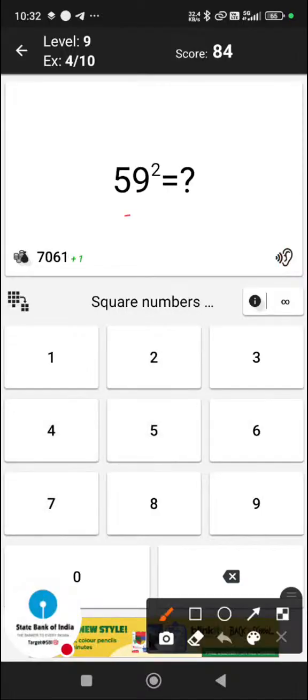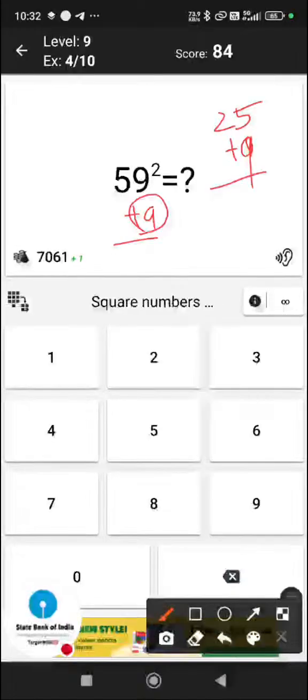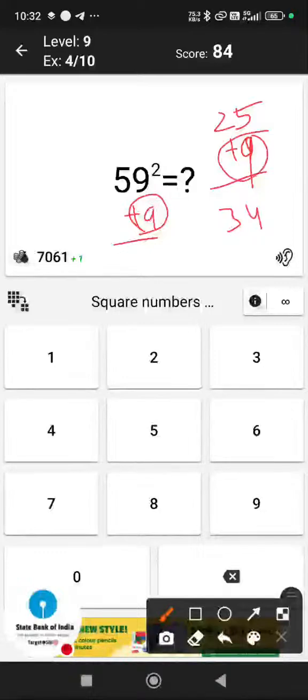59 square, it is 9 more than 50. So if the squares are near to 50, what we do is add that number to this 25. So we get 34 and 9 square, which is 81. So the answer will be 3481.